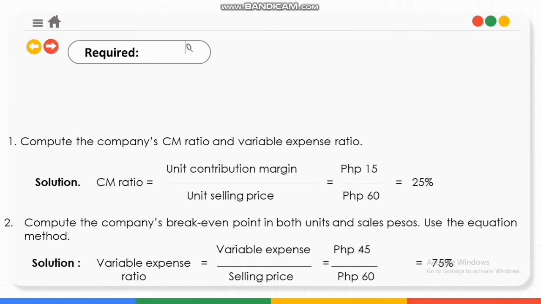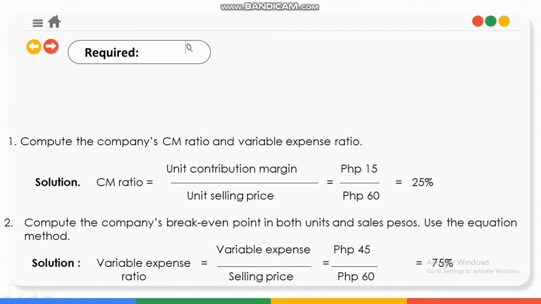Required. Number 1. Compute the company's CM ratio and variable expense ratio. So, ang formula ng CM ratio is equals to unit contribution margin over unit selling price. Kung makikita nyo sa book, yung unit contribution margin is 15 pesos over yung unit selling price is equals to 60 pesos. So, 15 divided by 60 is equals to 25%.